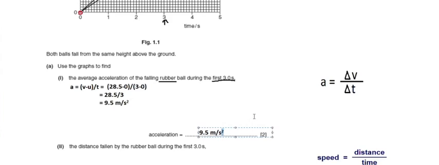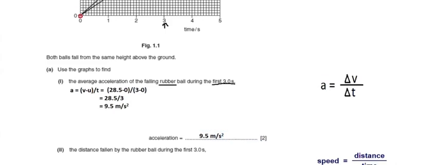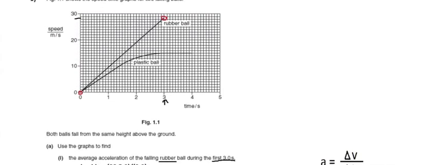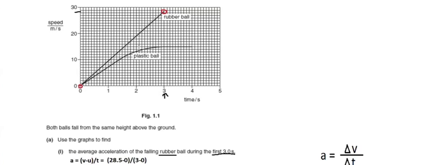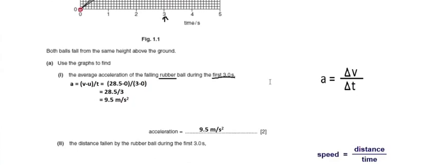So always remember, for the speed time graph, the slope is acceleration, that will be change in speed divided by change in time. For that you have to select any 2 points. Here I have selected the extreme points. You can select any 2 points on this straight line, and calculate the change in speed divided by change in time.